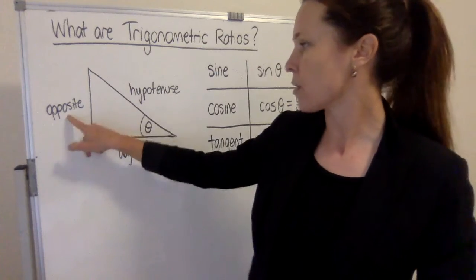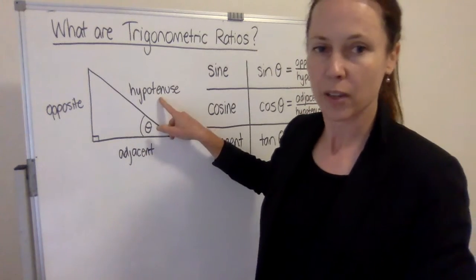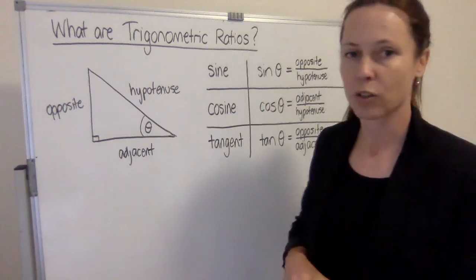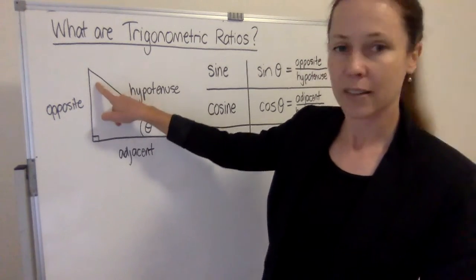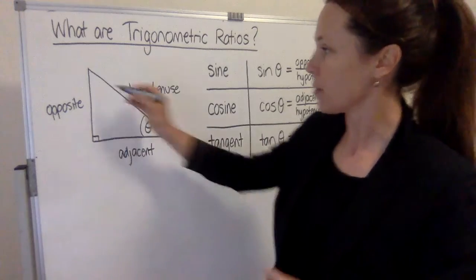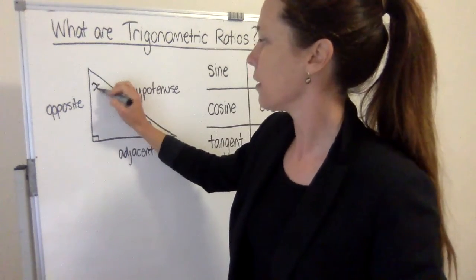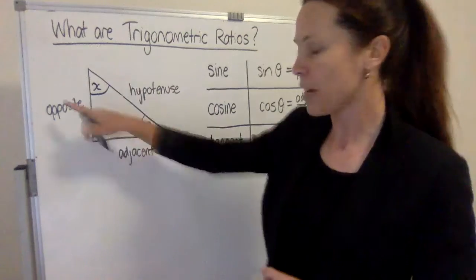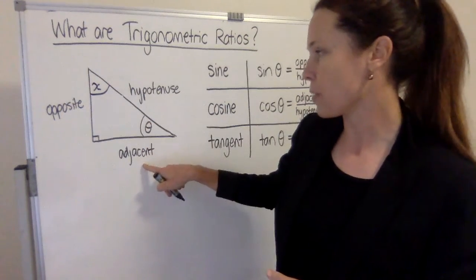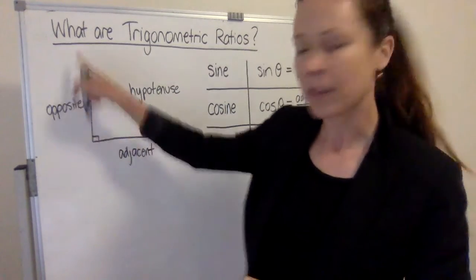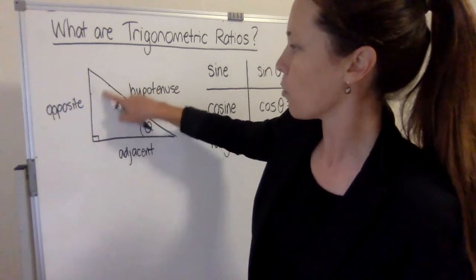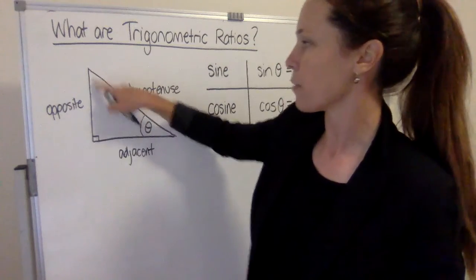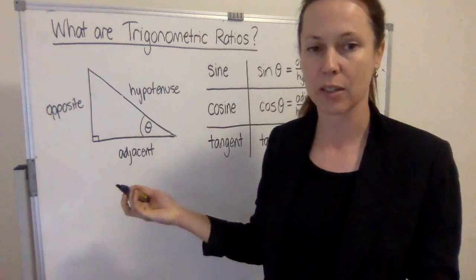So we use these words opposite, adjacent, and hypotenuse every time we're looking at a right-angled triangle and trying to use our trig. Now, of course, if I was looking at this angle up here and I'd named it something else, let's say we called it x, then of course I'd have to rename these sides. This would now be the opposite side to x, and this would be the adjacent side. So it's all relative to the angle, and you need to look at what angle you have, what sides you're working with to decide which one's opposite and which one's adjacent.